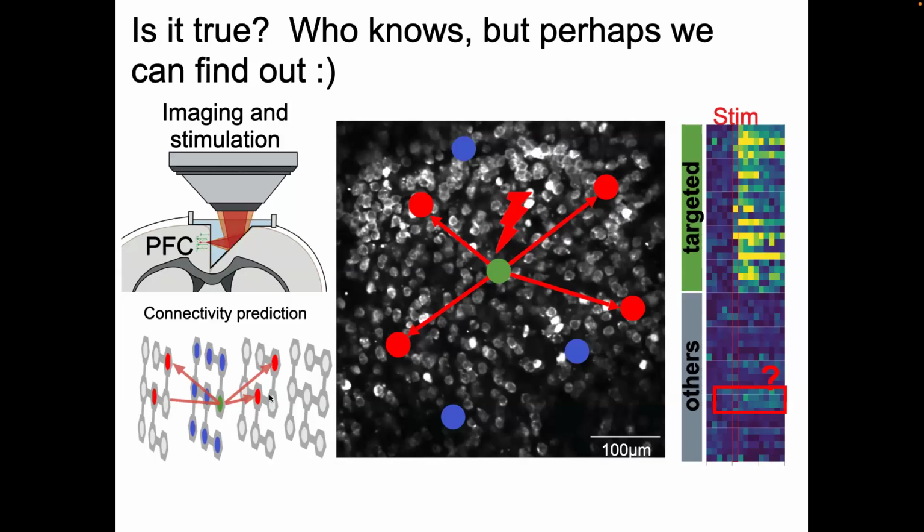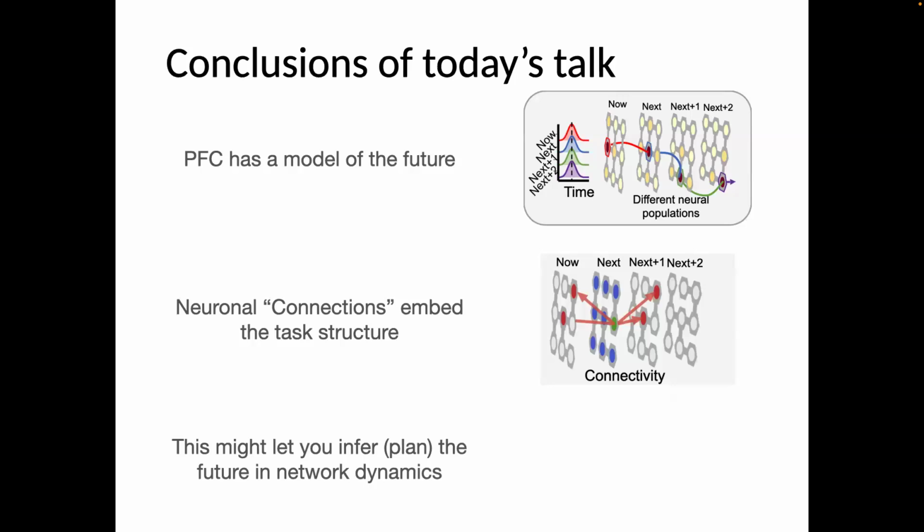I just wish I'd been able to show you some of the human data on the same task that we have, which is nearly ready now, but I can't. But I'll take questions about it, but I don't want to claim it's true yet. Okay, so that's what I've been saying. PFC as a model of the future, neural connections embed the task structure, and this might let you infer plans about the future. And you should treat those three things with very different levels of seriousness.